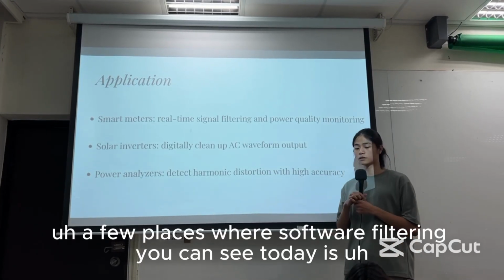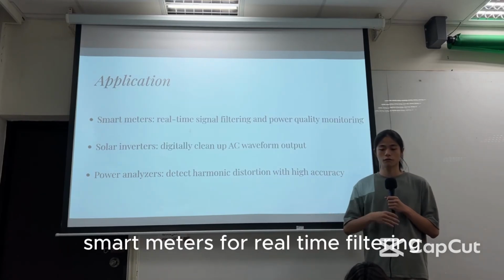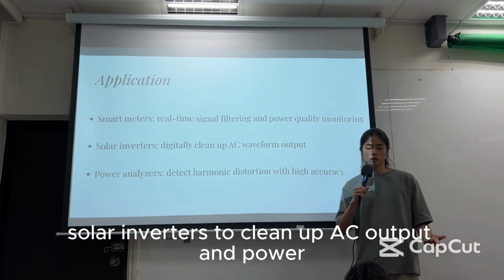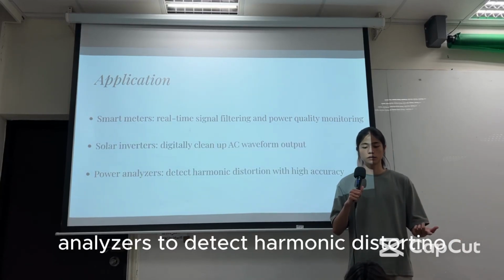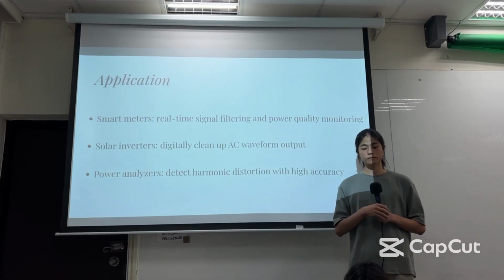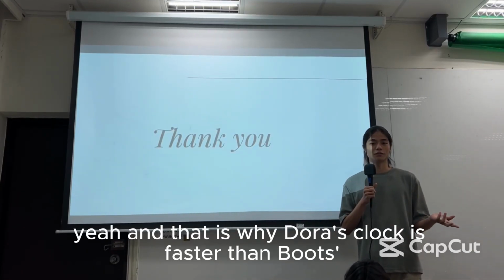A few places where software filtering is used are smart meters for real-time filtering, solar inverters to clean up AC output, and power analyzers to detect harmonic distortion. Yeah, and that is why Dora's clock is faster than Boots's.